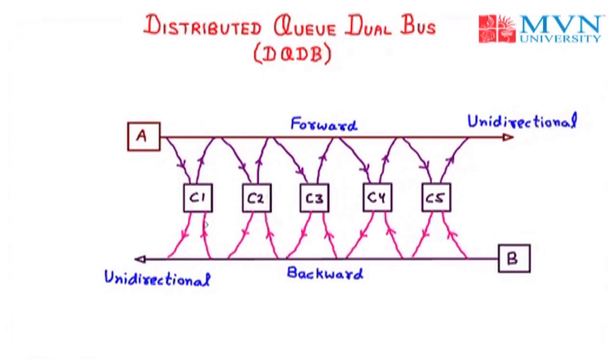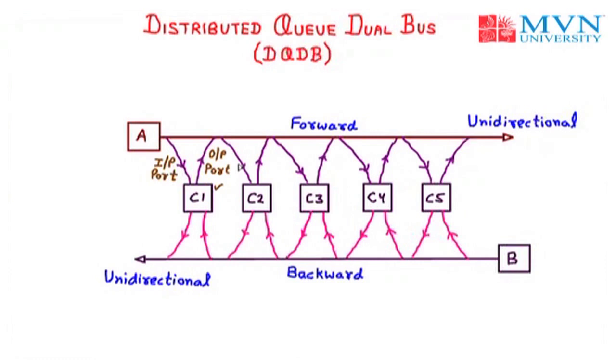Now the most important part in the DQDB is that each bus supports traffic only in a single direction, either forward or backward, and each bus connects to the station directly through input and output ports. You can see that for system number 1, the incoming arrow is the input port and the arrow going outside is the output port. Similarly, there are input and output ports for C2, C3, C4 and C5.